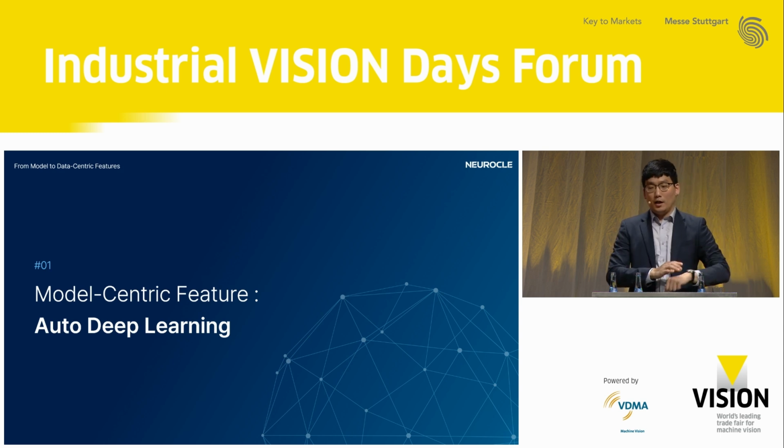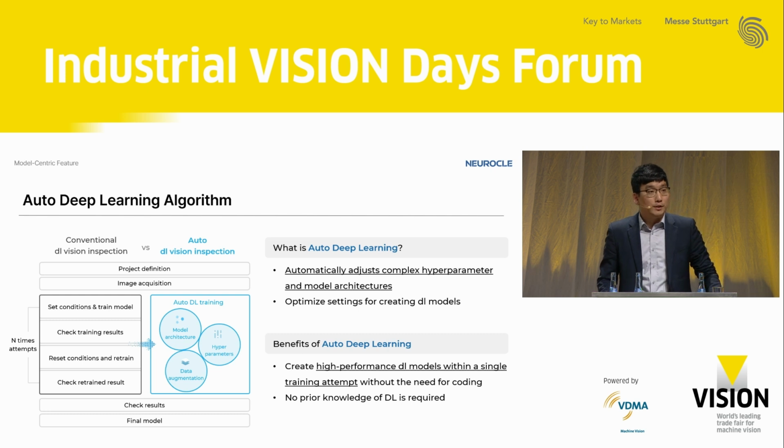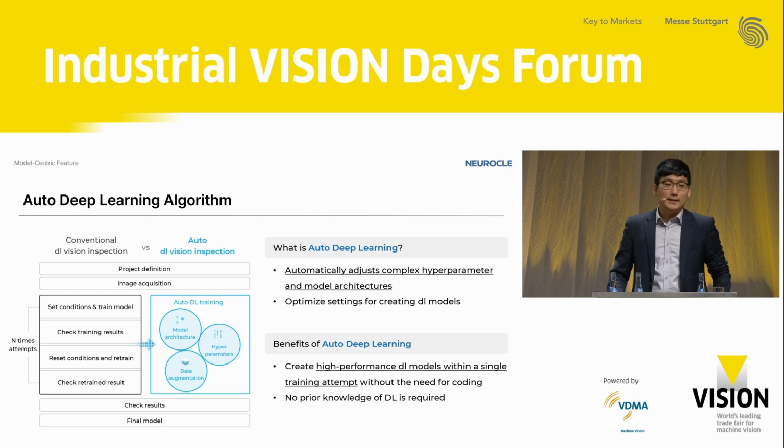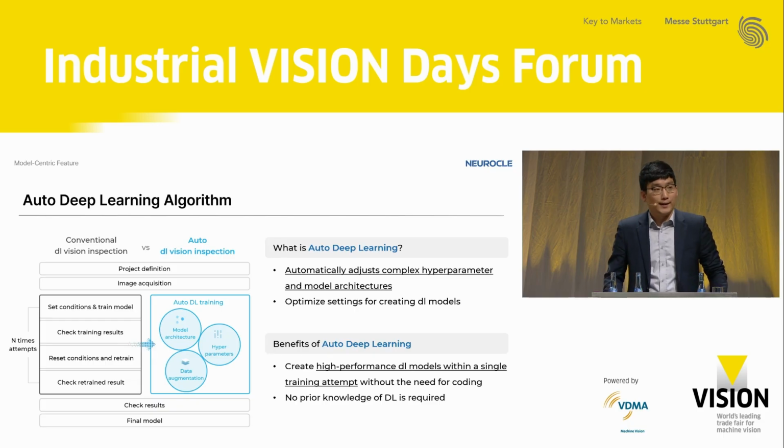The first model-centric feature is the auto deep learning algorithm. The auto deep learning algorithm is actually an optimization algorithm used when you train the models. Nowadays, many people are just using well-known open-source models, but those are not optimized for your training data. If you have an easy task, you can just solve it with that. But if you have a very difficult project, it's very difficult to maximize your accuracy. That's why we developed the auto deep learning algorithm, which optimizes three things: the deep learning architecture itself, the hyperparameters of the architecture, and lastly, data augmentation.